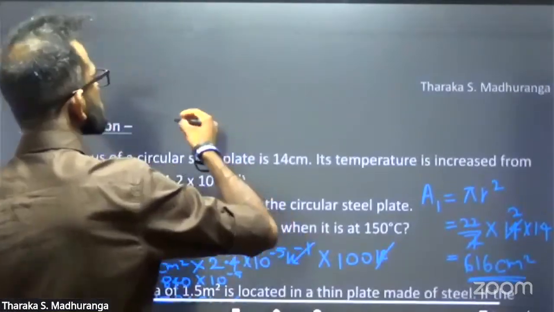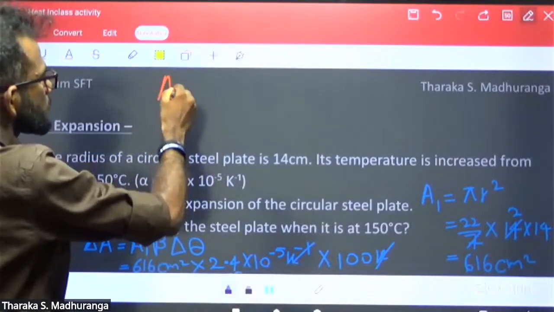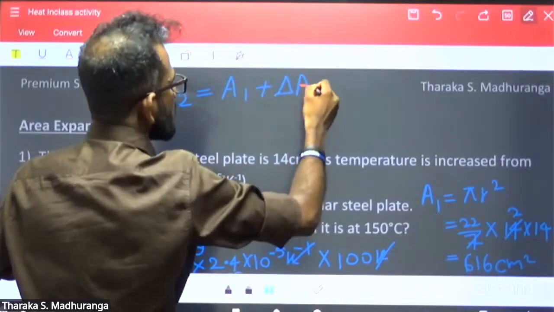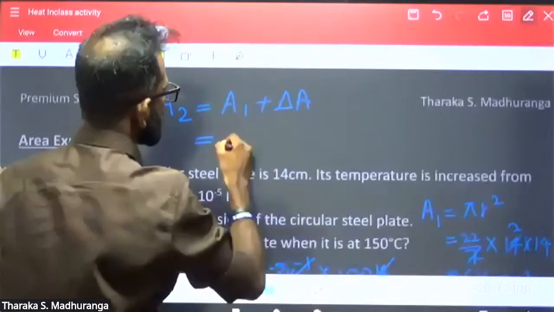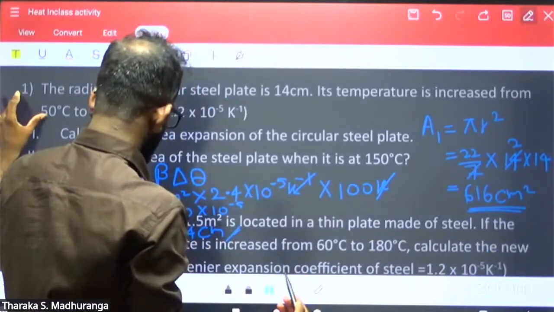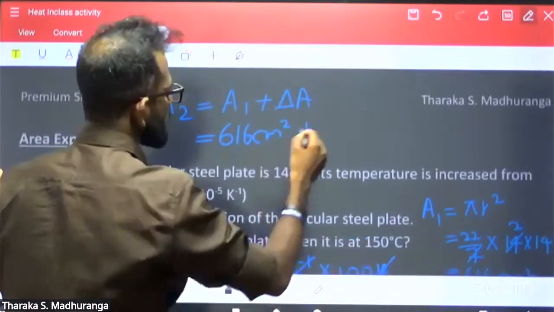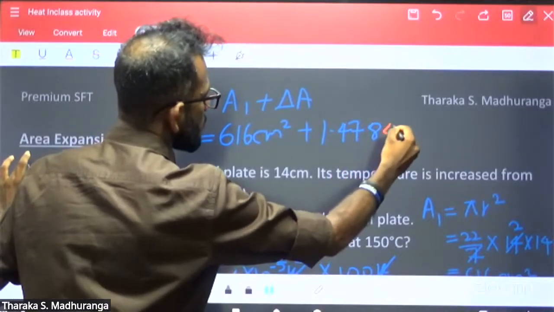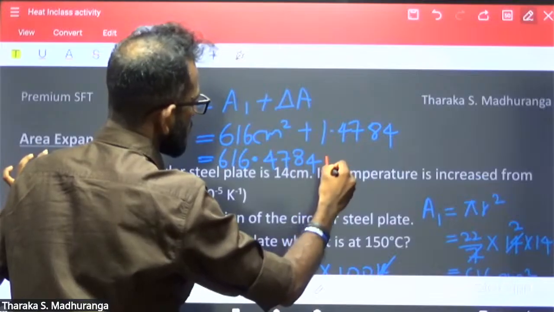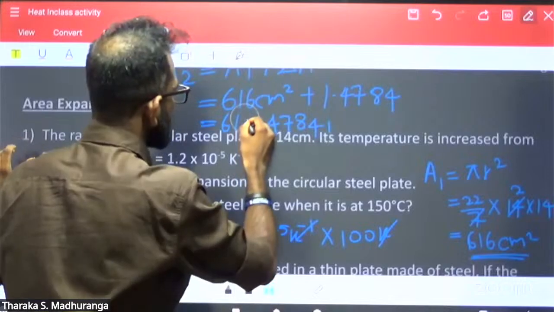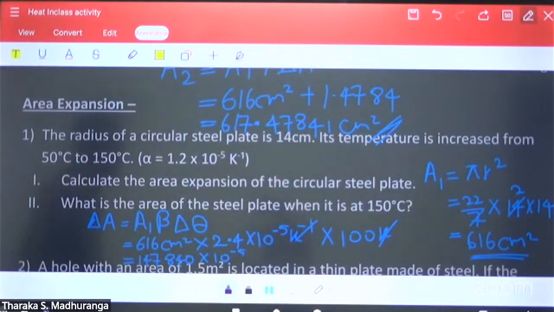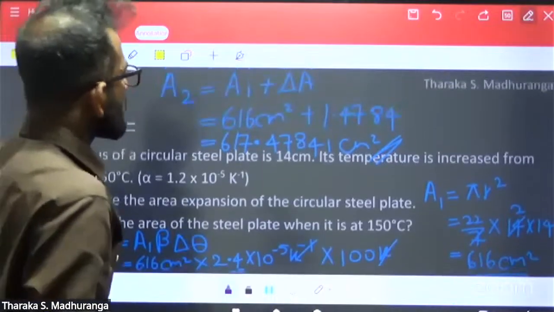670. Now the A2 is asking. I'll write here. A2 equals A1 plus delta A. Now the A1, we found, is 616 centimeter squared. The delta A is the increasing area, 1.4784. Now the value is 616.4784. No, 617. It is 617.4784 square centimeters. Okay, this is the answer for the second one.